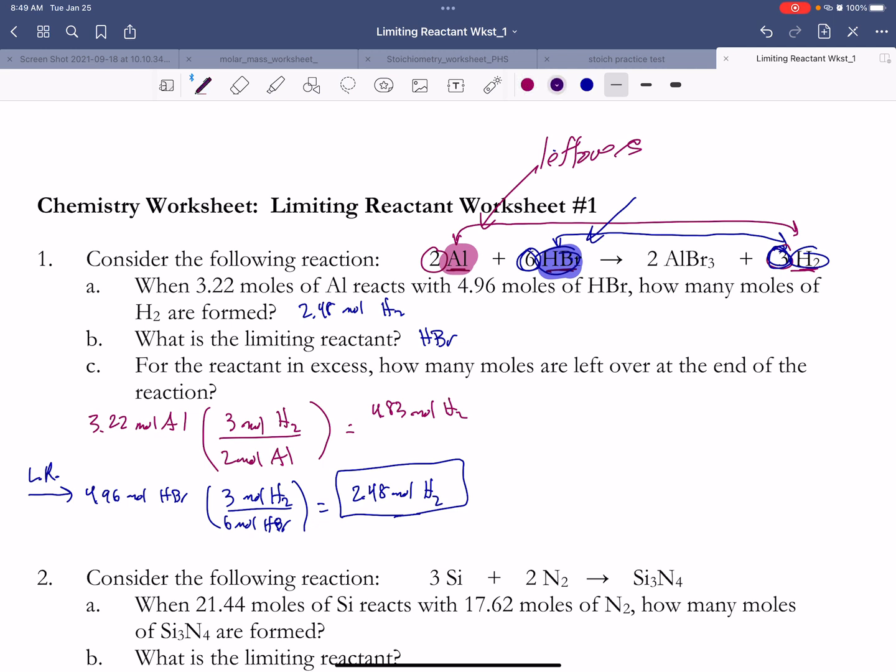So we have 4.96 moles of HBr. How many moles of aluminum will react with that? Well, the molar ratio between these two is 6 moles of HBr needs 2 moles of aluminum to fully react. So it's really just 4.96 times 2. Take that number, divide it by 3. So 3.31. I'm just rounding, but 3.31 moles of aluminum.